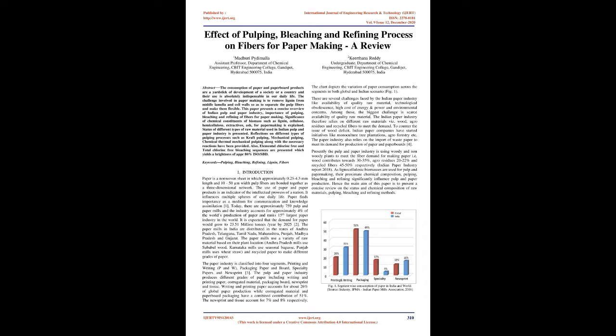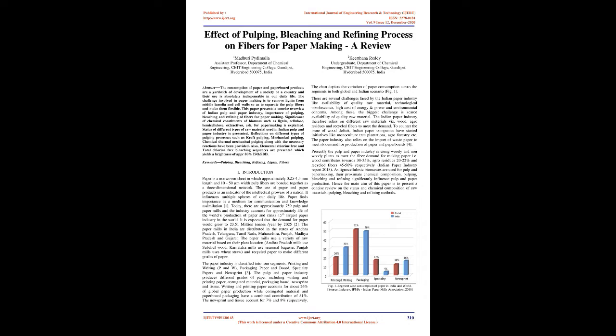Today, there are approximately 759 pulp and paper mills, and the industry accounts for approximately 4% of the world's production of paper and ranks as the 15th largest paper industry in the world. It is expected that the demand for paper would grow to 23.51 million tons per year by 2025. The paper mills in India are distributed in the states of Andhra Pradesh, Telangana, Tamil Nadu, Maharashtra, Punjab, Madhya Pradesh, and Gujarat. The paper mills use a variety of raw material based on their plant location. Andhra Pradesh mills use subabul wood, Karnataka mills use seasonal bagasse, and Punjab mills use wheat straw and recycled paper to make different grades of paper.